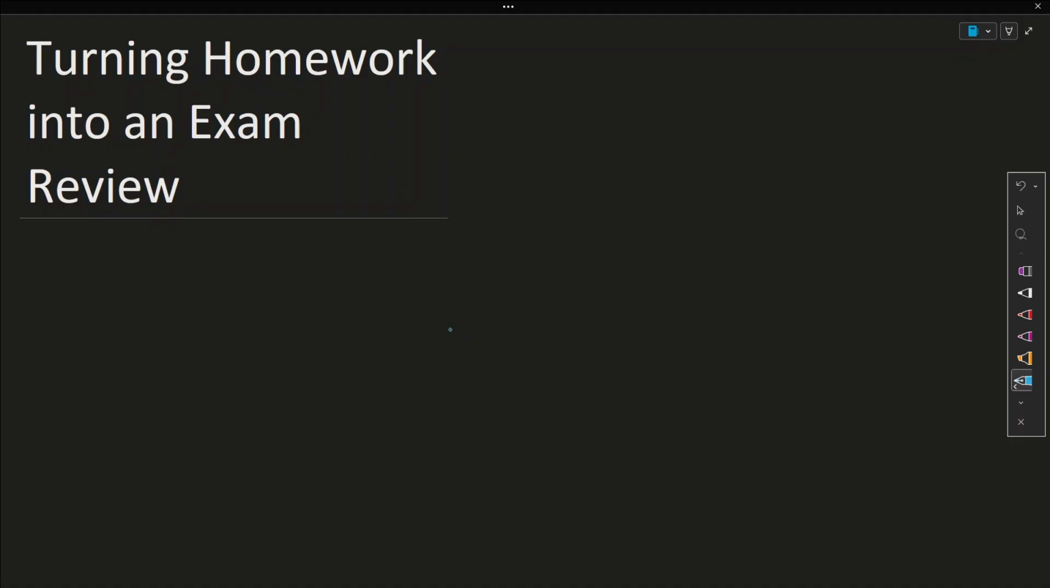However, simply looking through old homework is not enough. You need to use it actively. Let's go through the process step by step.